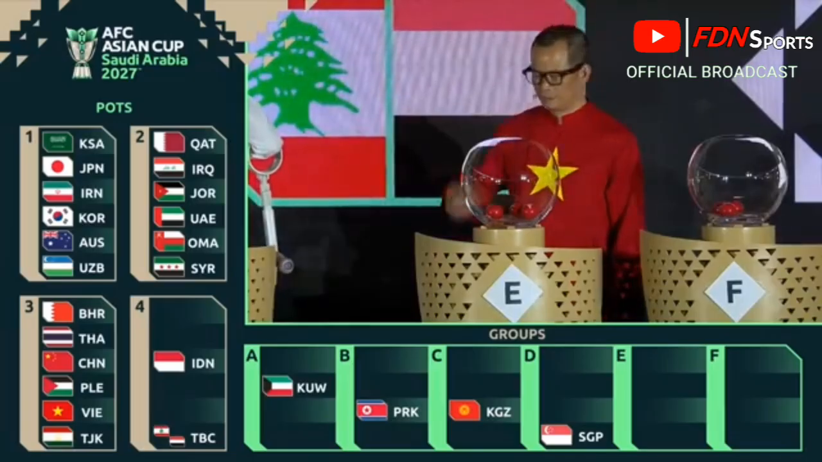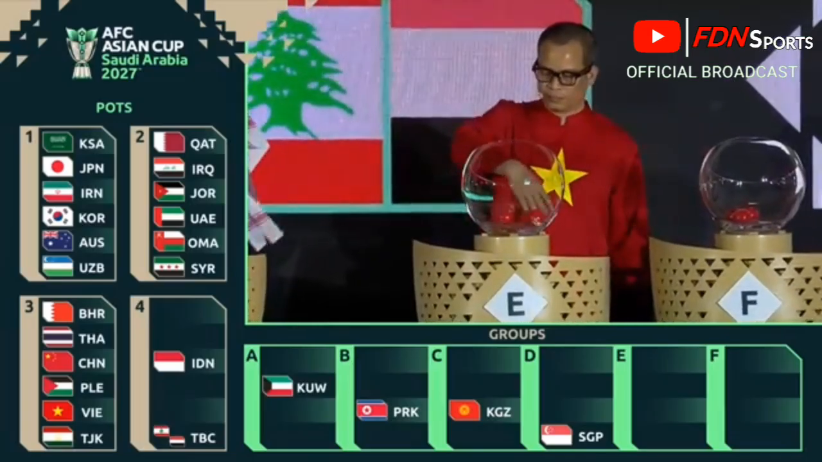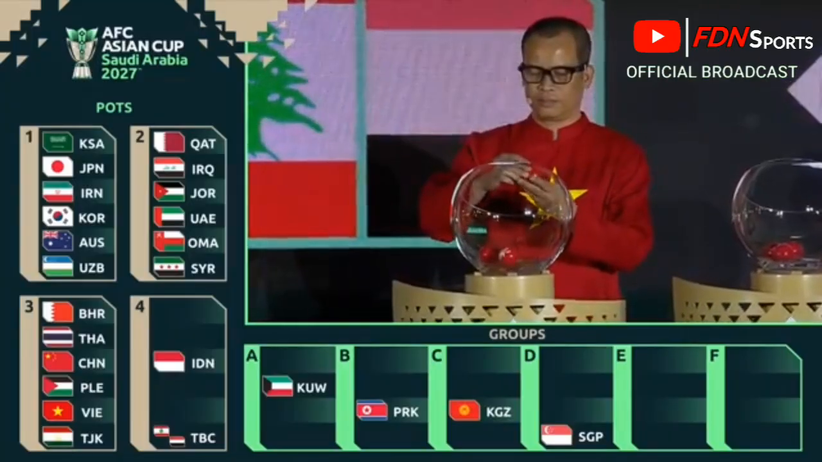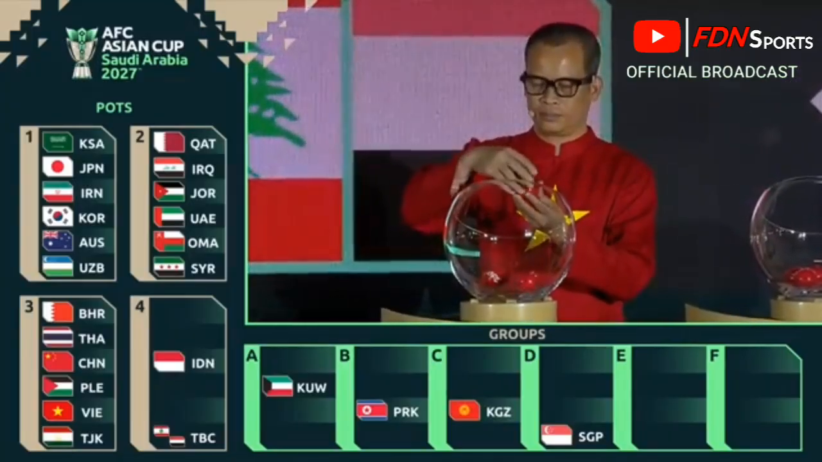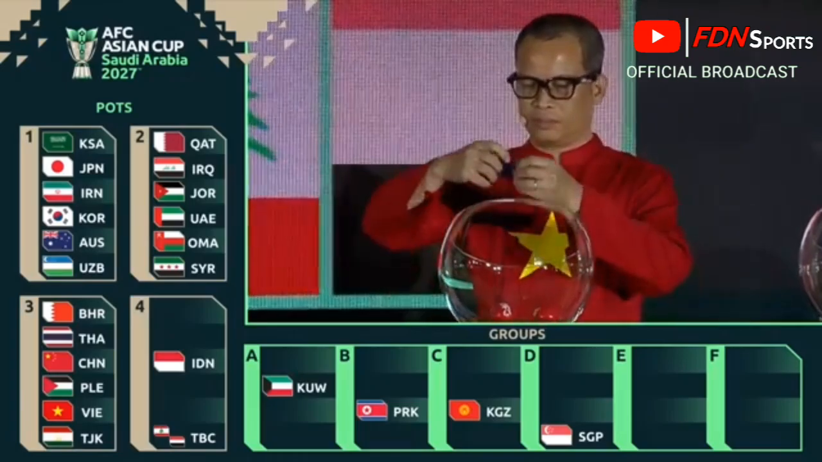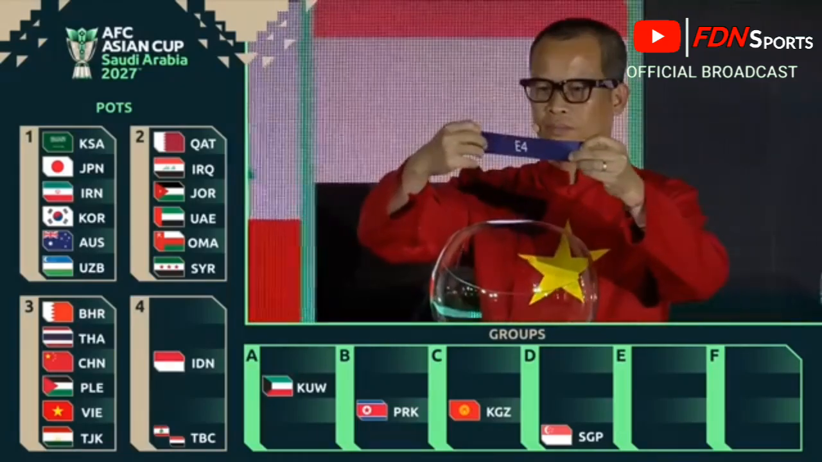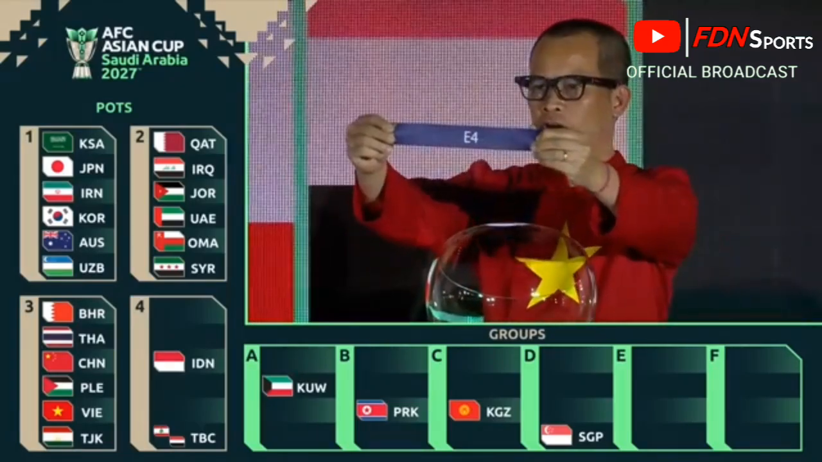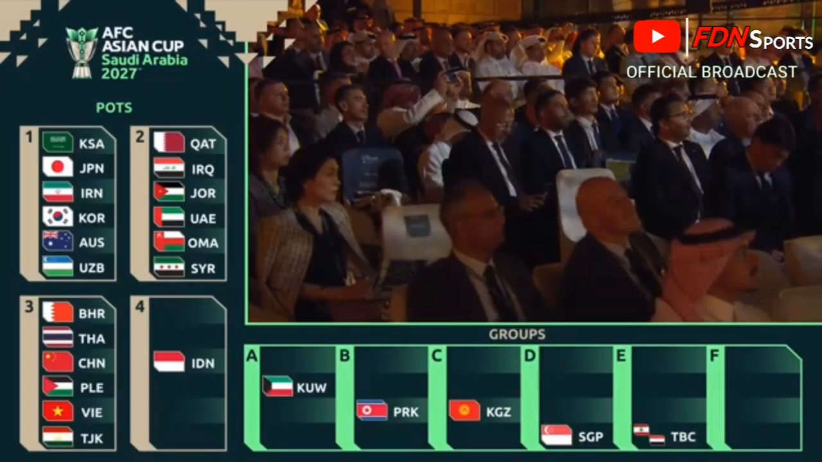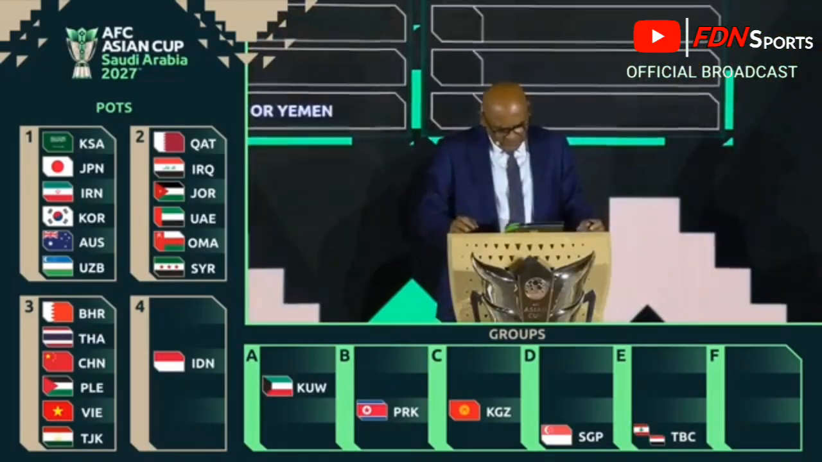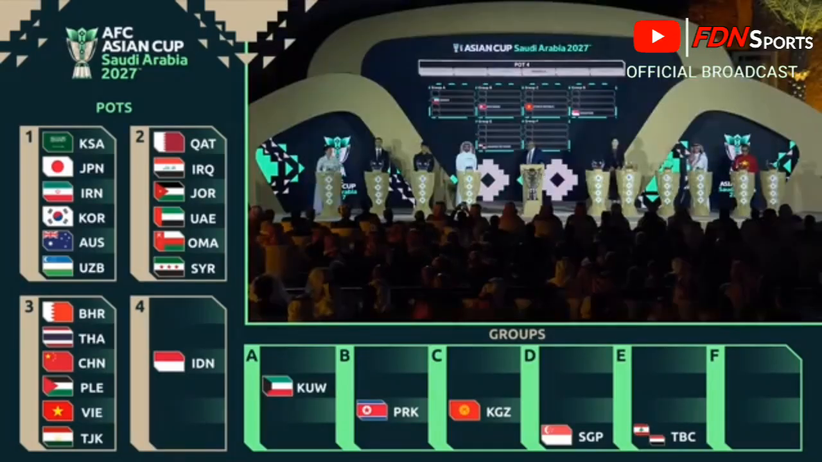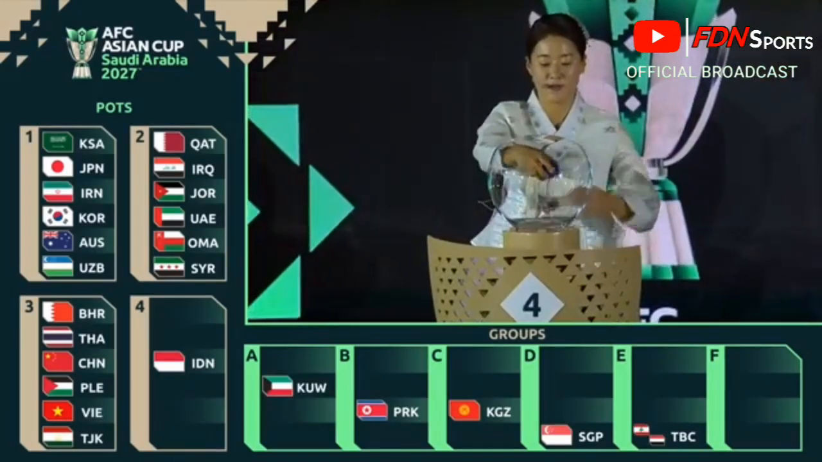Min Hang. E4. So the winner of Lebanon versus Yemen will be in position 4 in Group E. So now the final ball from pot 4.